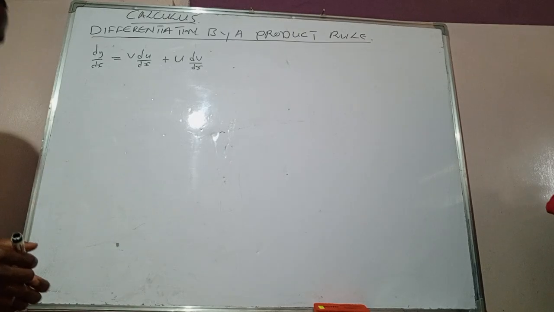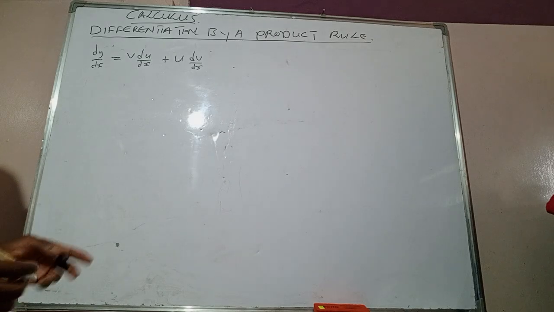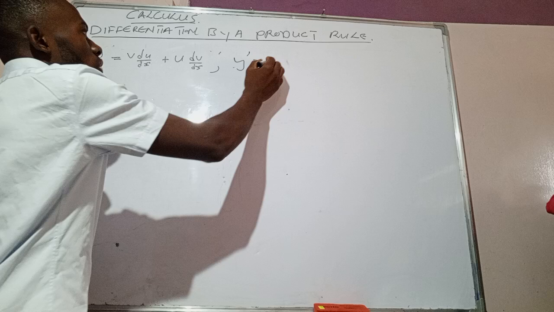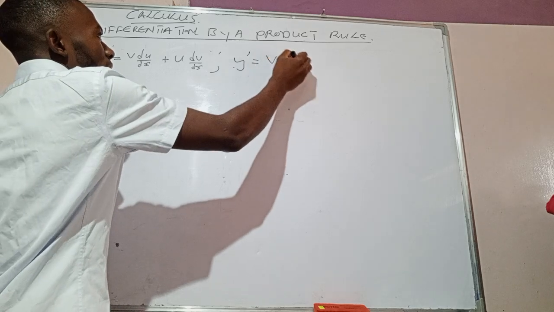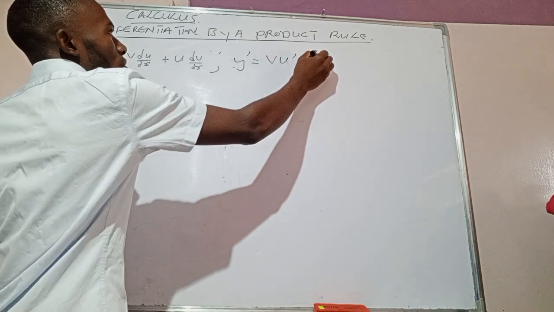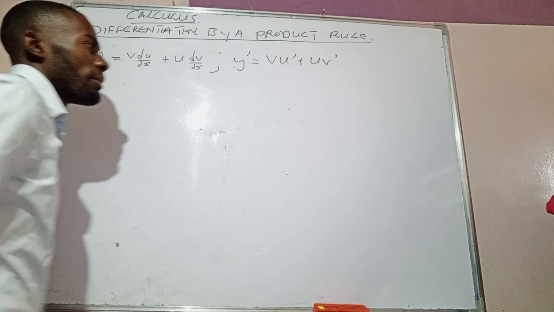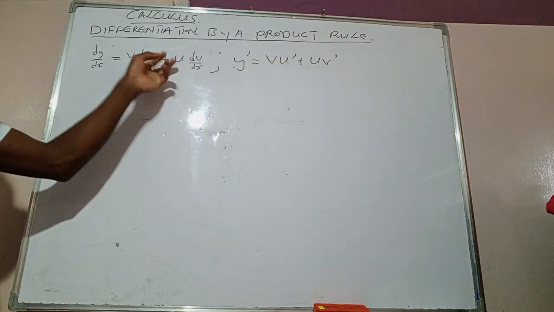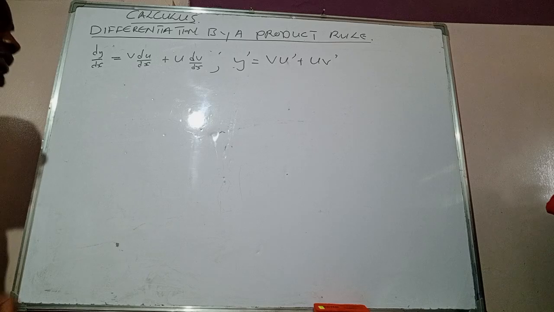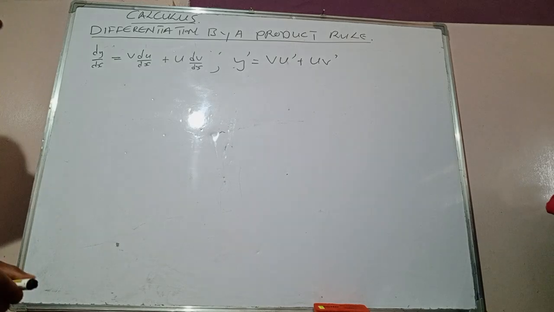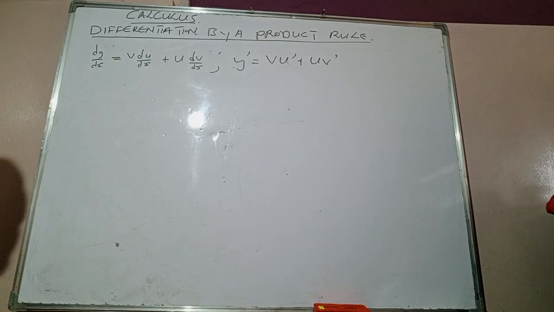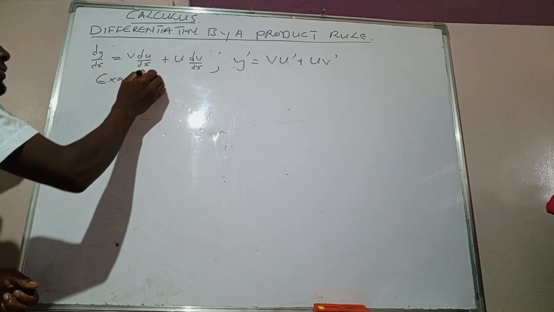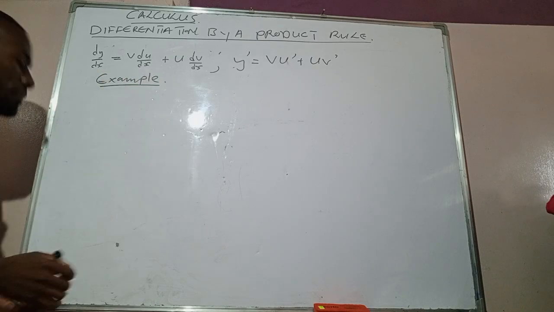Okay, so let's look at the first example. Sometimes again, if you're using y prime, that means you're going to have v u prime plus u v prime. In case you come across this formula, you might think it's different from this, but they are not different, they are just the same. Okay, so let's look at the examples. We'll start with the first example here.